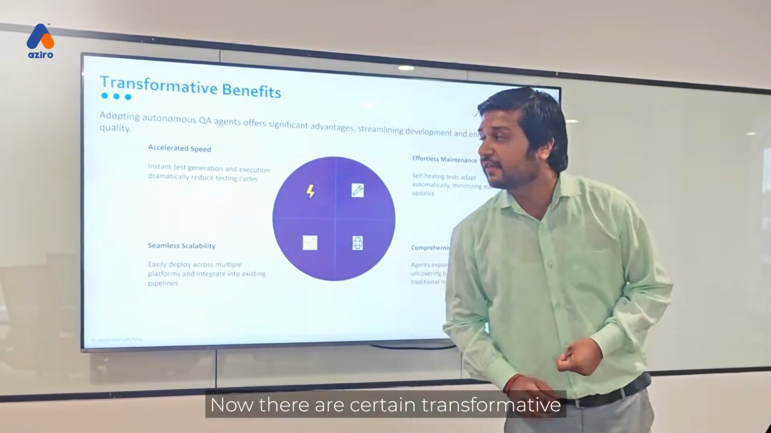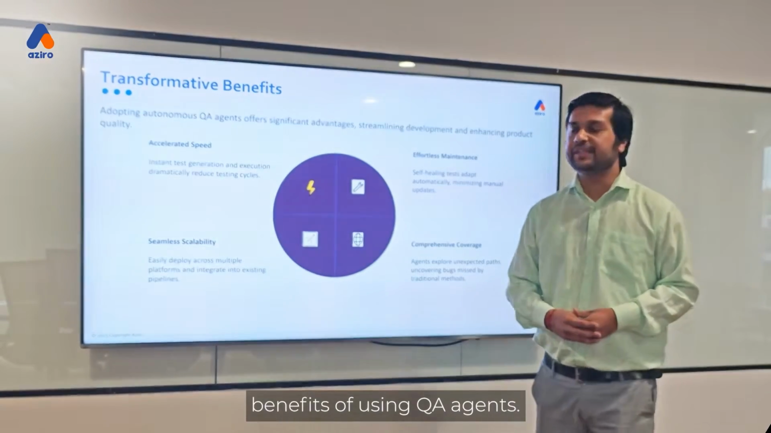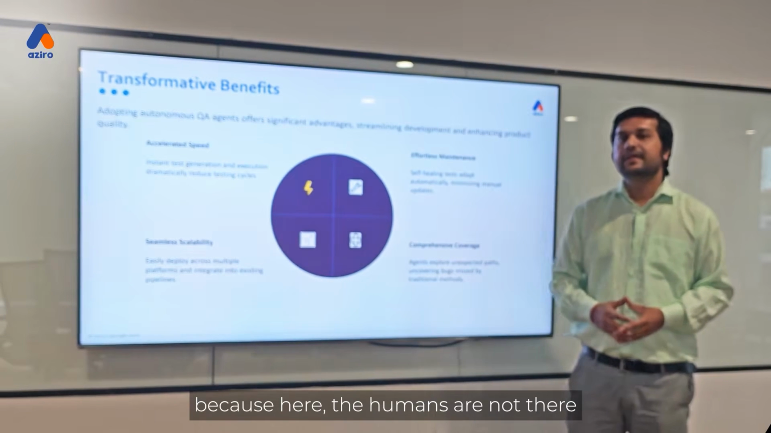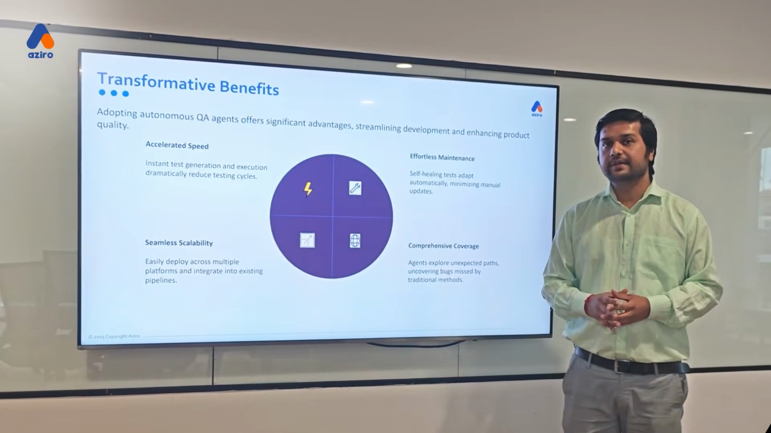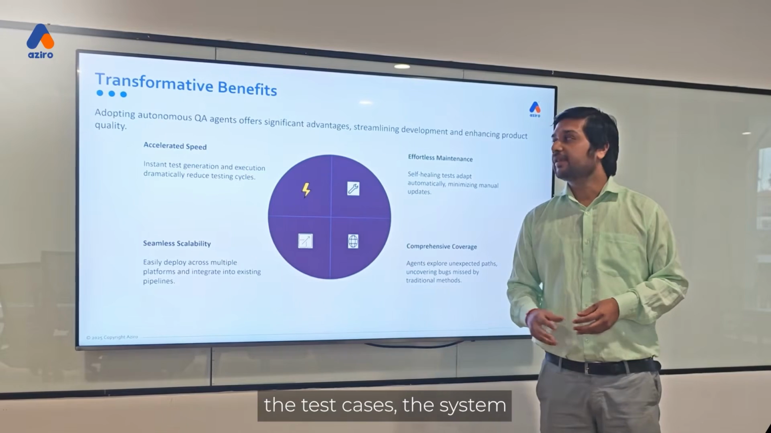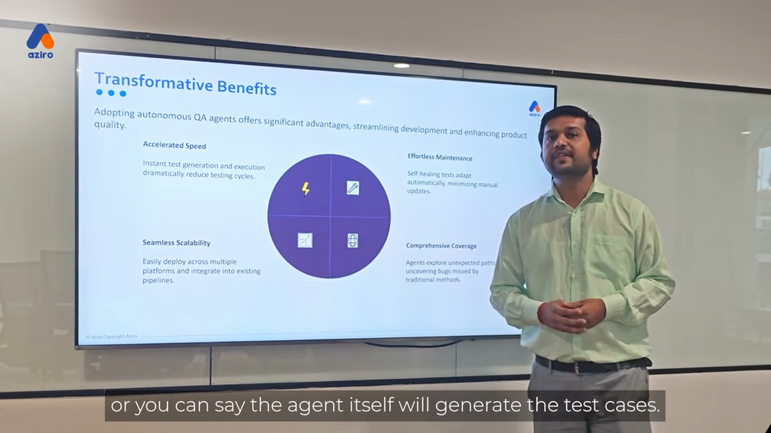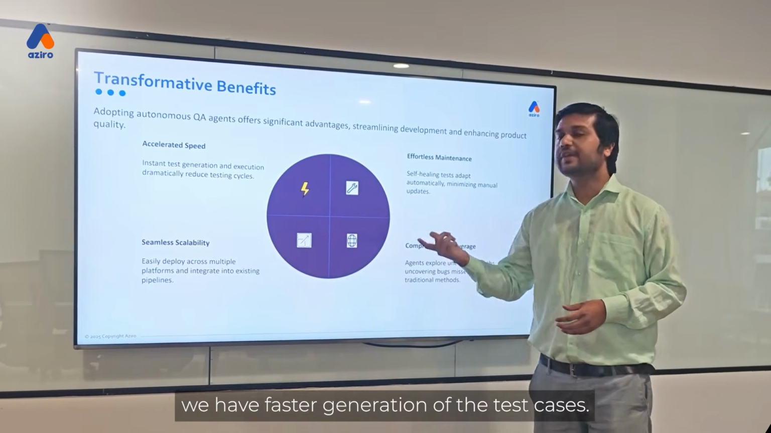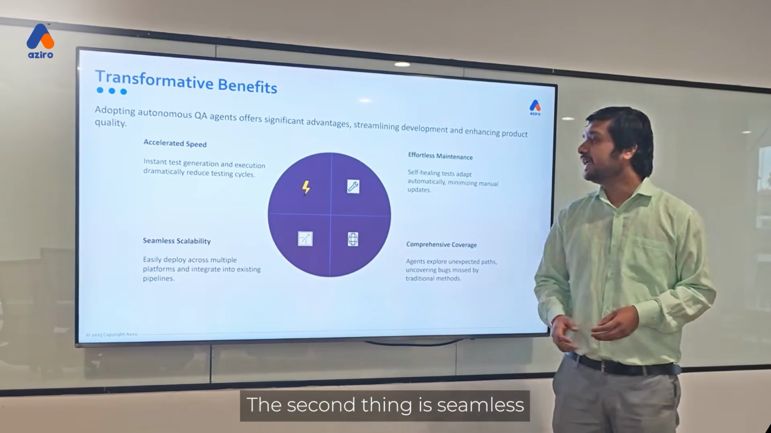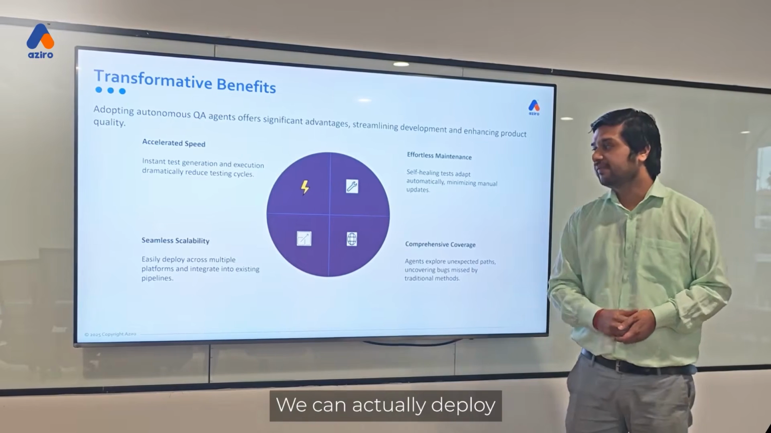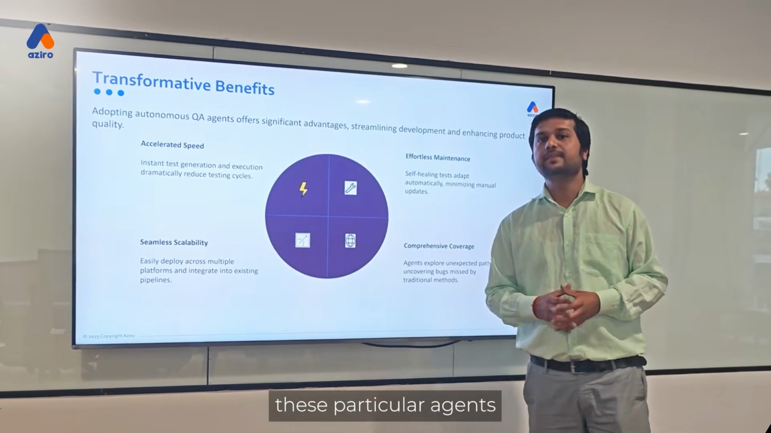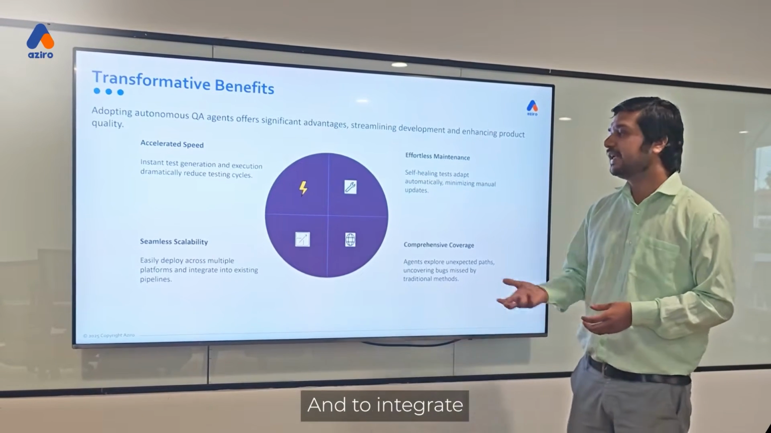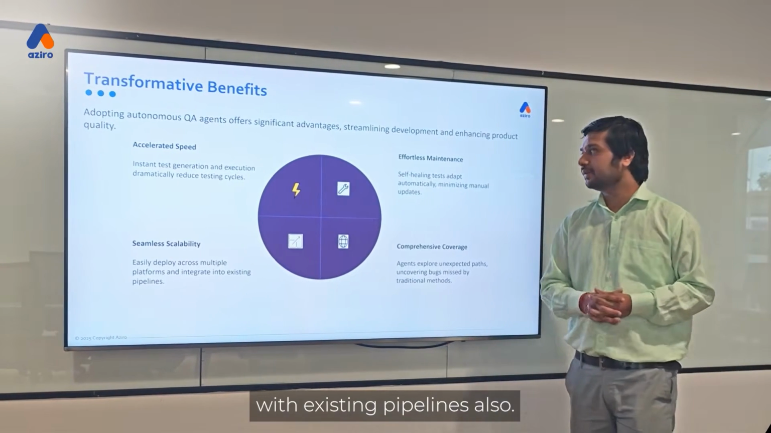Now there are certain transformative benefits of using QA agents. The first one is accelerated speed, because humans are not needed to generate the test cases. The system, or the agent itself, will generate the test cases, so we have faster generation of test cases. The second thing is seamless scalability. We can deploy these agents on multiple different platforms, right, and integrate them with existing pipelines also.